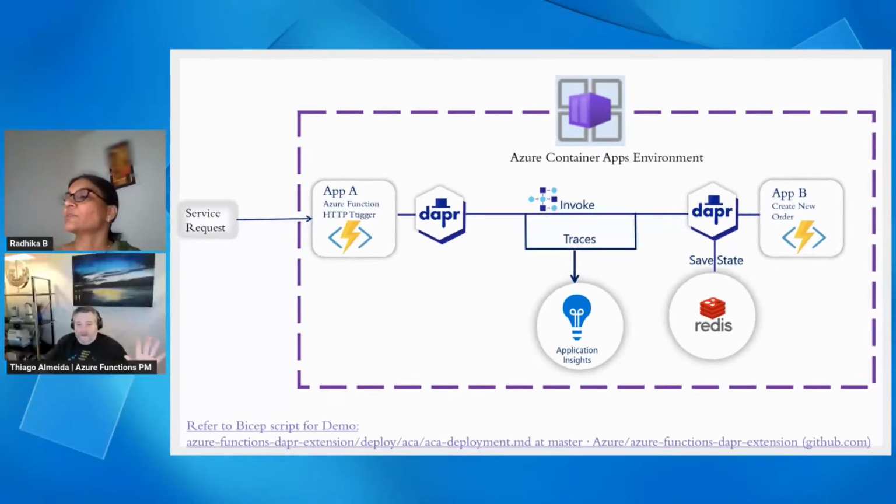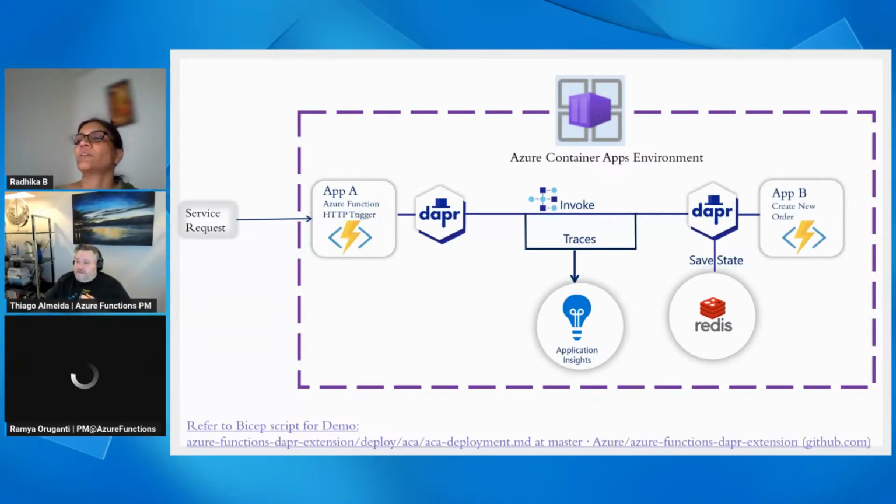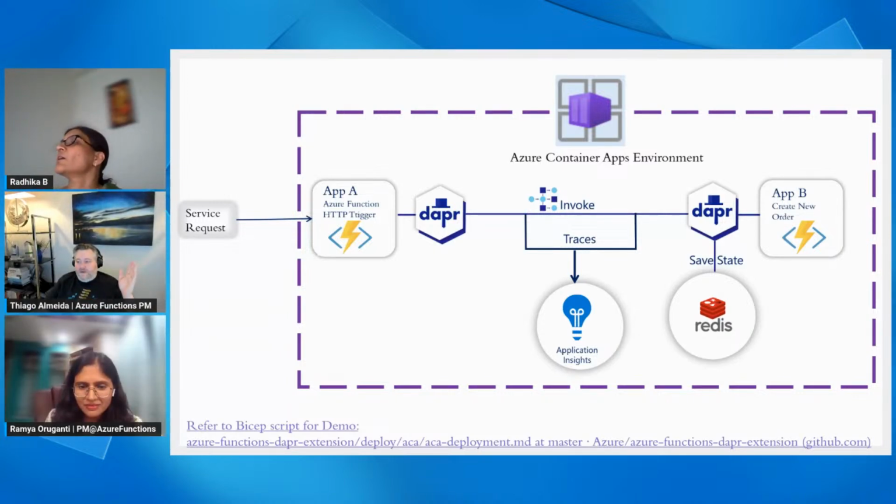So, final notes. We did see in your demo, from invoking an Azure function with Application Insights, saving the state to Redis, and creating a new order end to end. And we have a link at the bottom here in case anybody wants to check out this demo as well. You can then deploy it yourself to your own Azure Container Apps environments with Functions and Dapr.